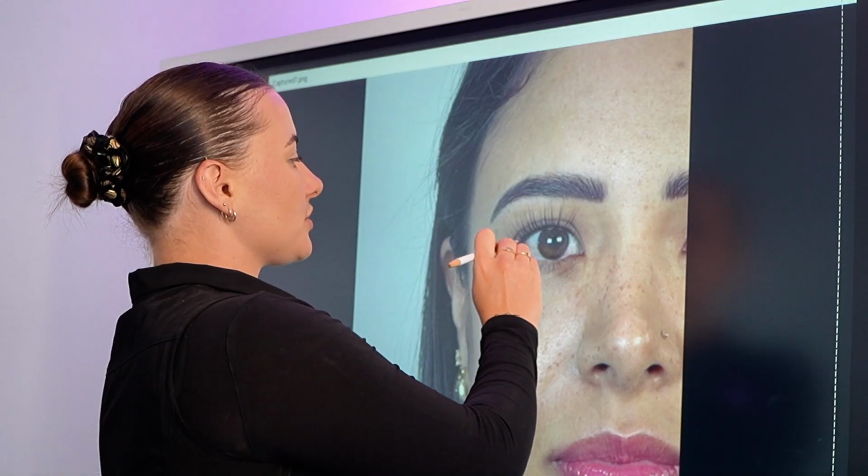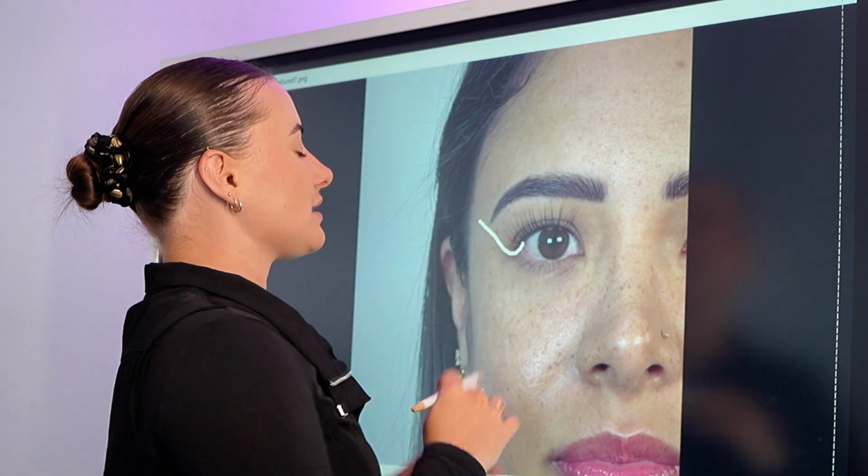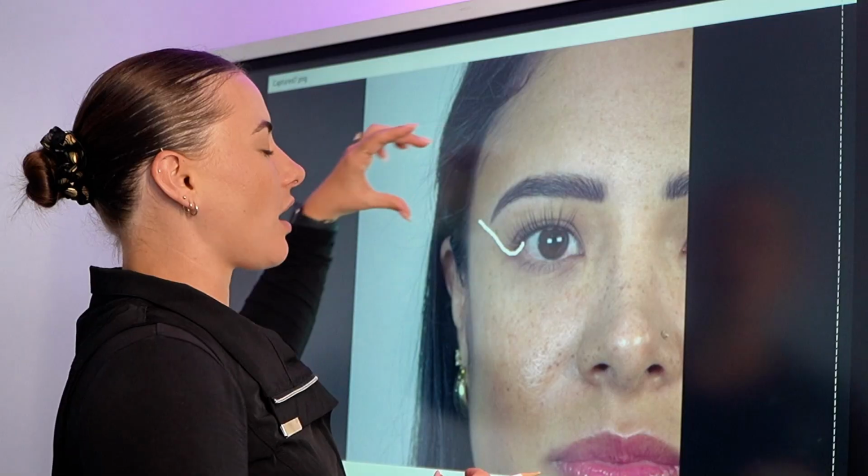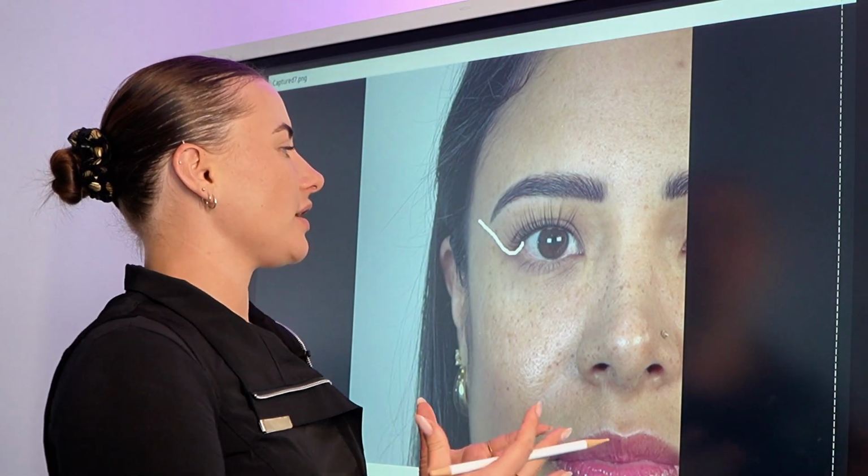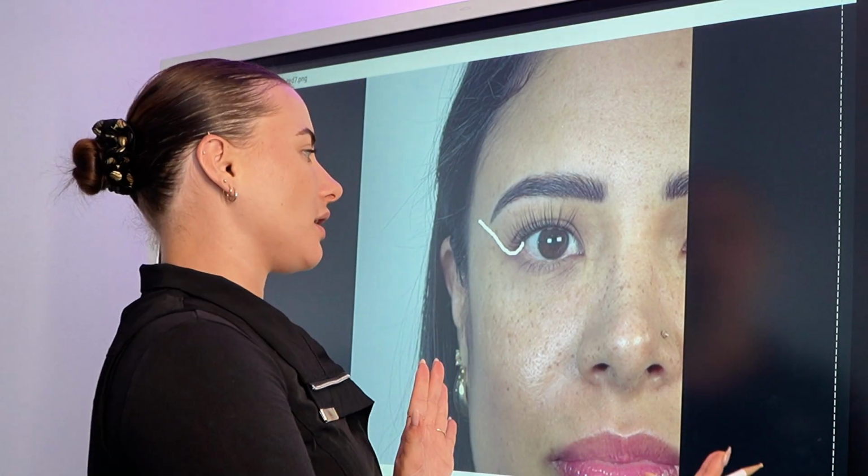You'll also notice the direction of the lashes are placed slightly outward to help draw the eyes out, to give the appearance of a wider eye shape.